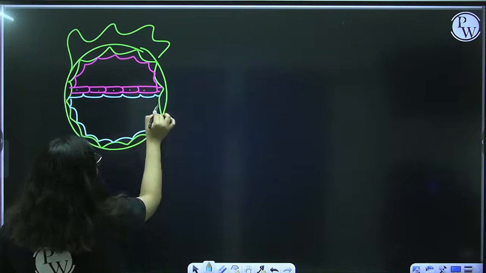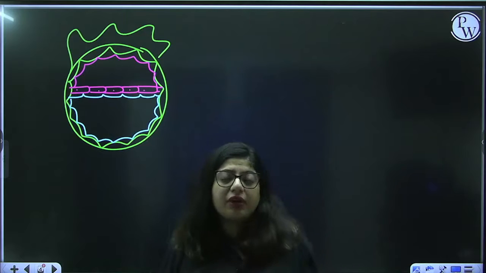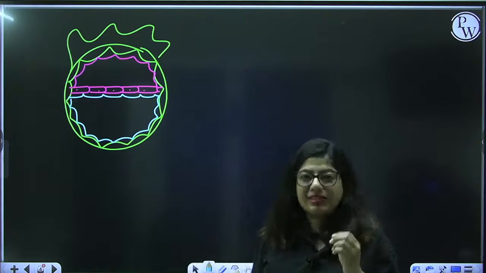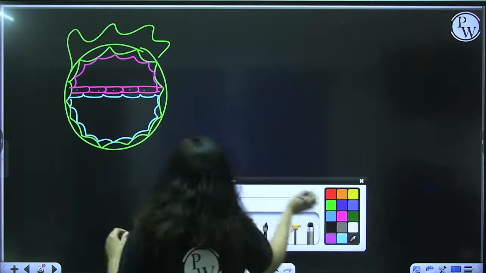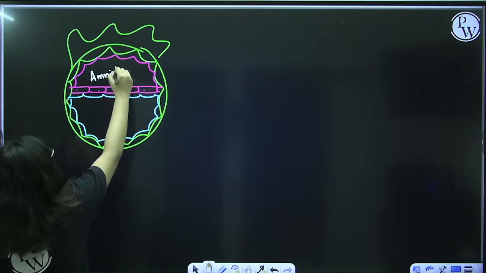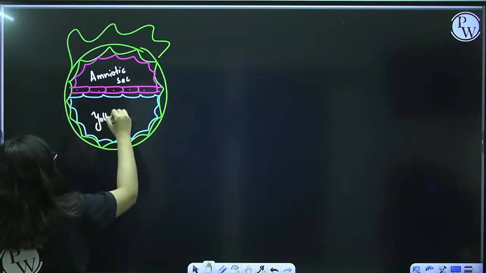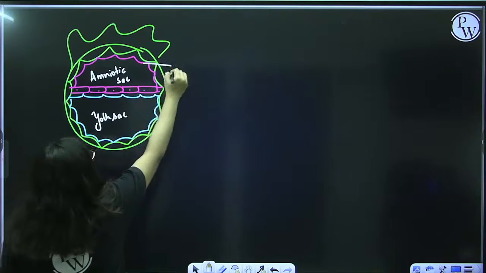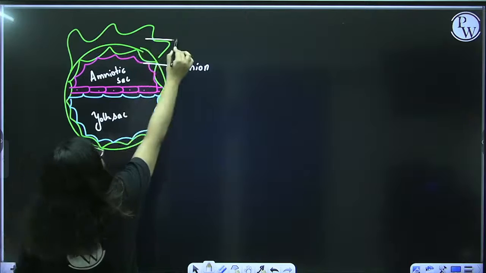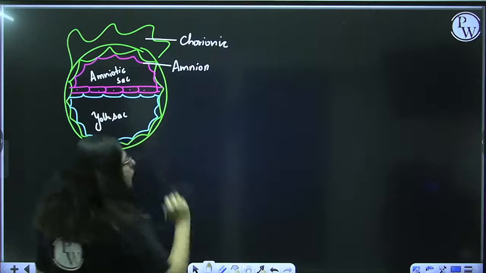As a result, it will form another two extra embryonic membranes. One is amnion, another is yolk sac. So here the formation of amniotic sac and yolk sac takes place. And this layer is amnion because it is forming the amniotic sac. So we have formed three extra embryonic membranes.